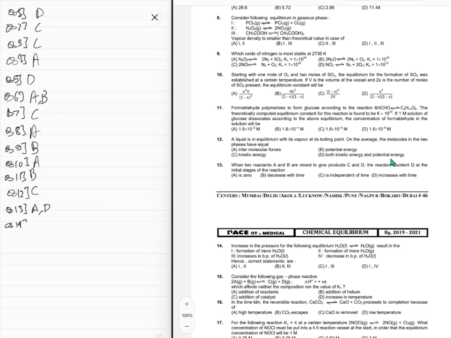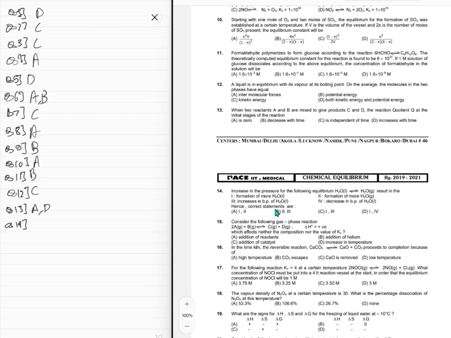Question number 14. Increasing the pressure for the following equilibrium, will it result in the formation of more H2O? Oh yeah, we just did this kind of thing. The vapor pressure of H2O is a constant at a certain temperature. So when you increase pressure, your vapor goes back to liquid, so that your pressure once again becomes what it was previously. So increasing the pressure will result in more liquid. Formation of more H2O liquid, yes.